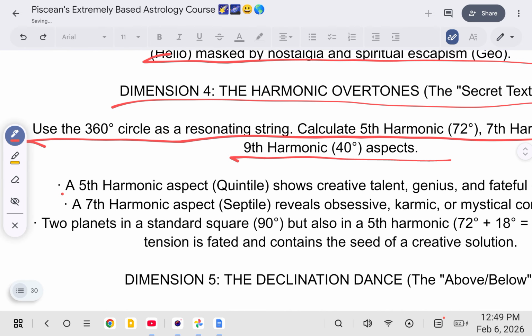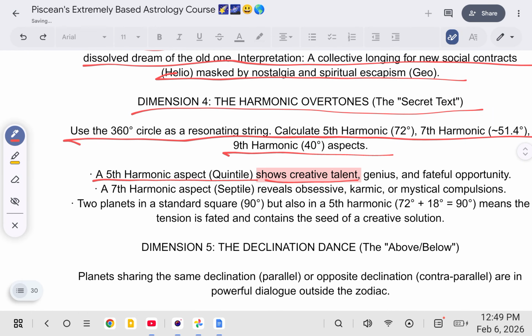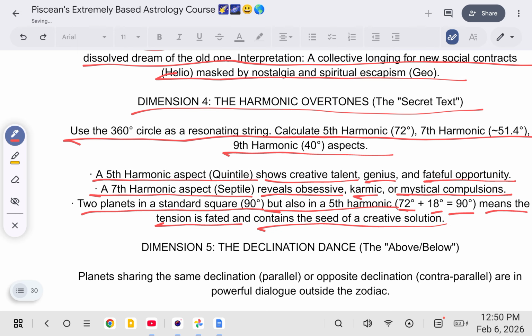So, a 5th harmonic aspect, a quintile, shows creative talent, genius, and fateful opportunity. A 7th harmonic aspect, septile, reveals obsessive, karmic, or mystical compulsions. 2 planets in a standard square, 90 degrees, but also in a 5th harmonic, 72 degrees plus 18 degrees equals 90 degrees, means the tension is fated and contains the seed of a creative solution.